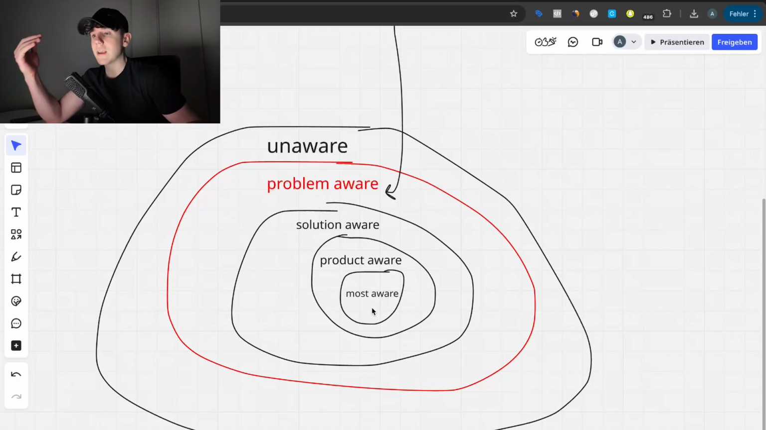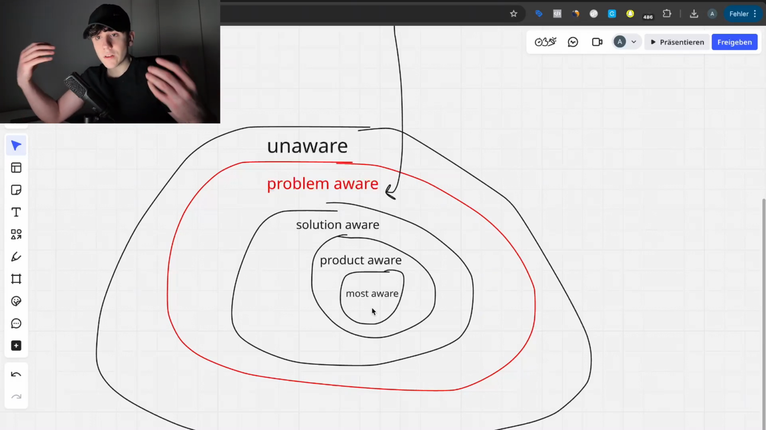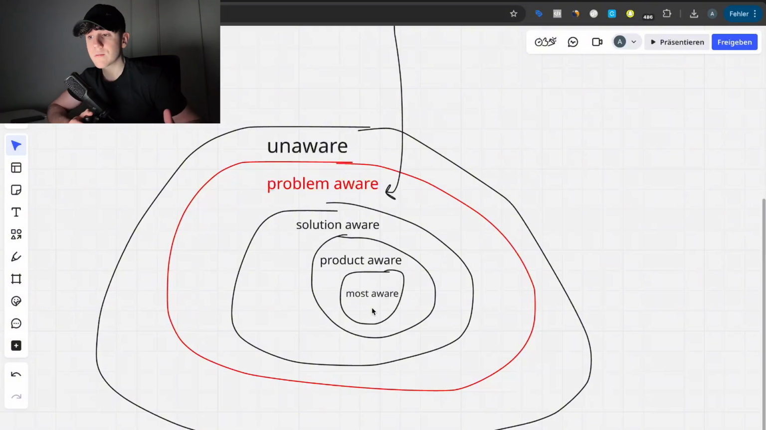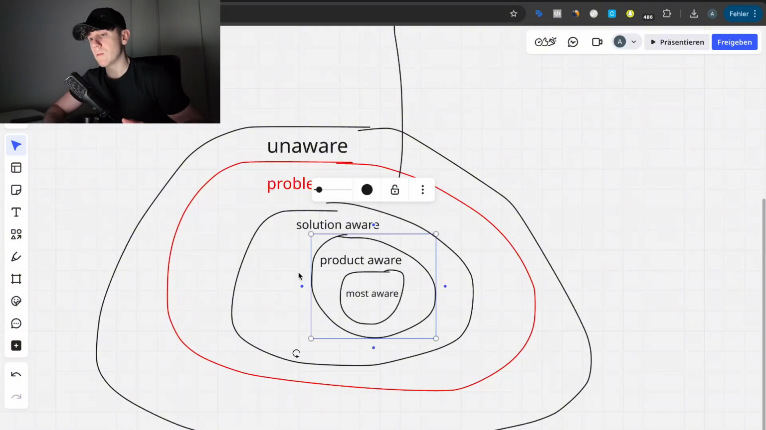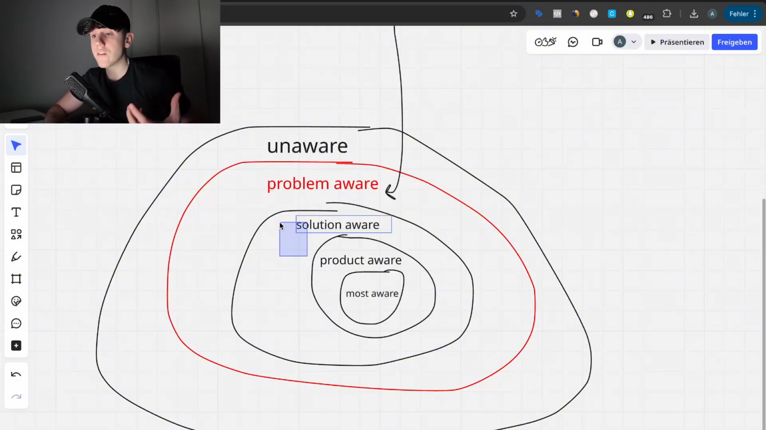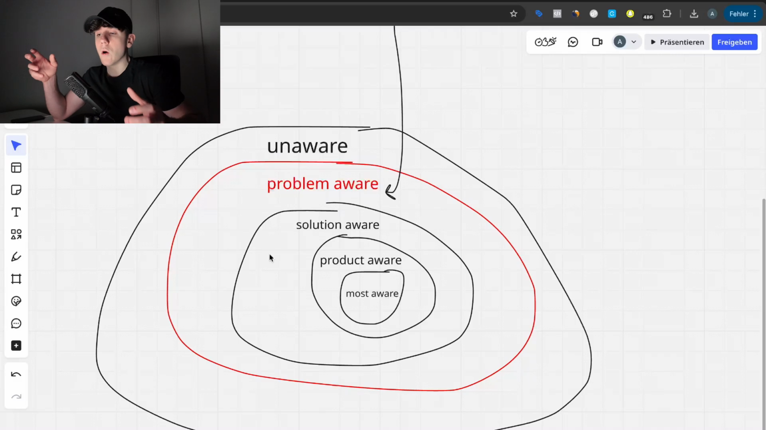Product aware, pretty much the same thing. The only difference between a most aware and a product aware person is that a product aware person is comparing you to other competitors selling the same solution, selling the same product. Okay, solution aware people are people that maybe have tried other solutions, other products to solve this issue before. They're not on the level of just comparing offers of competitors. No, they're on the level of comparing solutions, right?